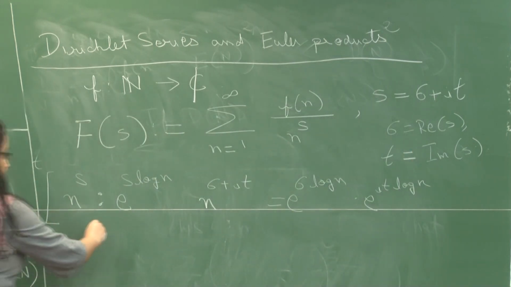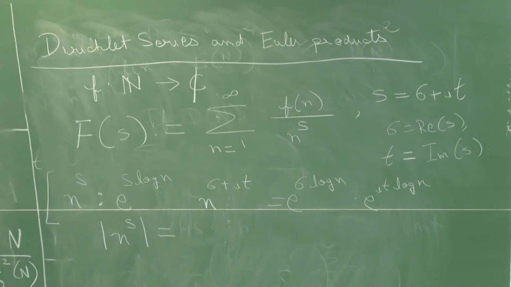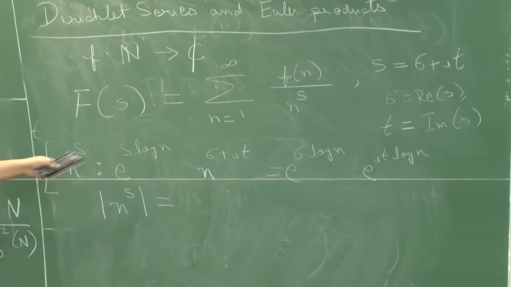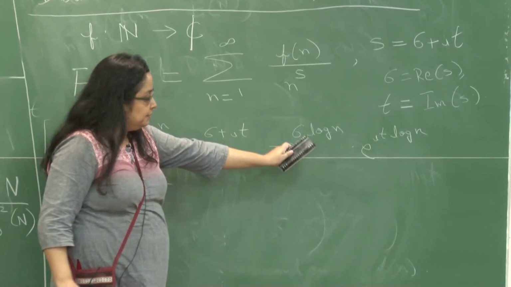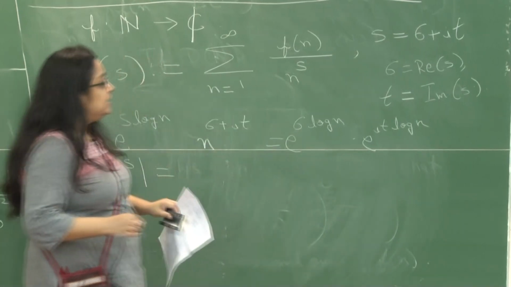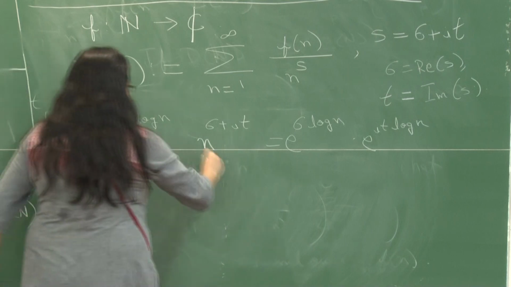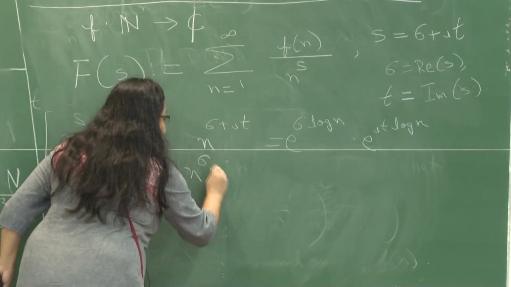From this, suppose you want to derive the absolute value of n to the s. It would be equal to the absolute value of n to the sigma, which is a real valued number, times the absolute value of e to the i t log n. So basically the absolute value of e to the i theta, where theta is some real number, which is just 1. So the absolute value of n to the s just turns out to be e to the sigma log n, which is n raised to the sigma.